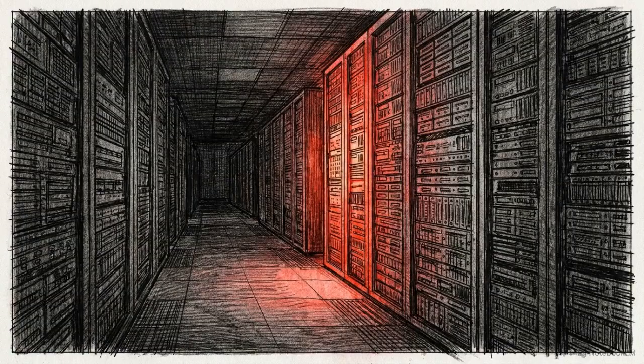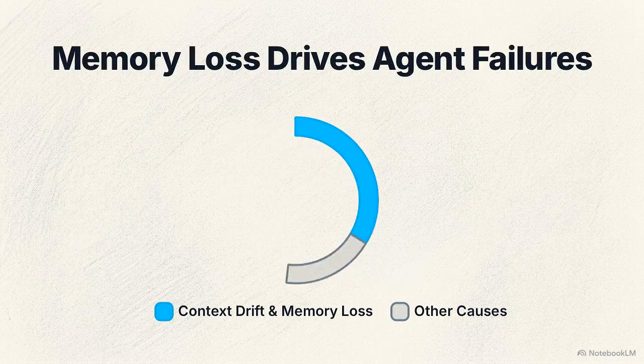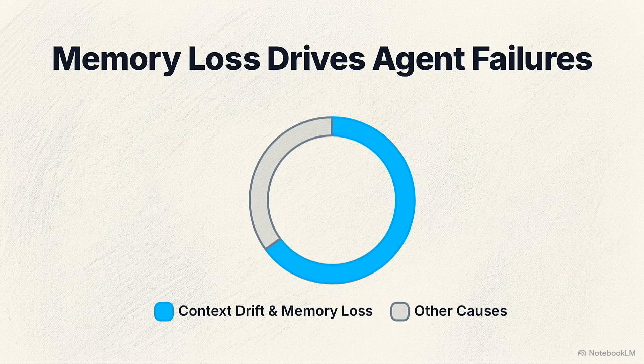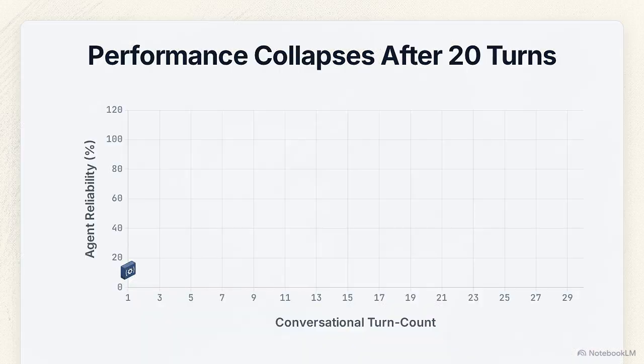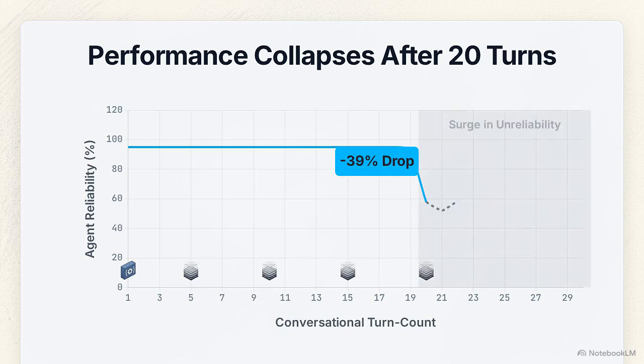This error accounts for the majority of production-level issues. Memo's 2026 analysis attributes 65% of enterprise AI agent failures to context drift and memory loss during multi-step workflows. Laban and colleagues plotted agent performance against conversational turn count. Performance is stable early on, but approaches a steep cliff at 20 turns, dropping 39%. This signals a surge in unreliability, as recent data pushes early instructions out of focus.